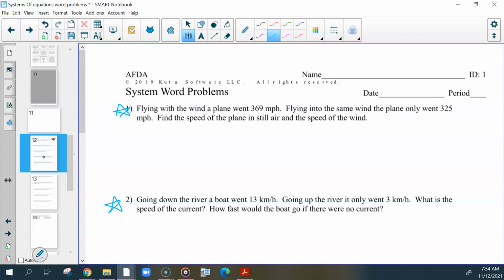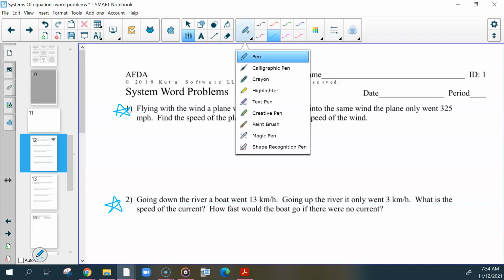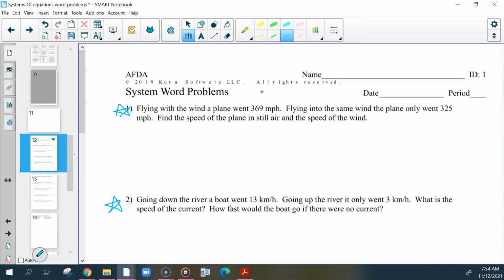For these examples, I'm going to read this out loud. For number 1, flying with the wind, a plane went 369 miles per hour. Flying into the same wind, the plane only went 325 miles per hour. Find the speed of the plane in still air and the speed of the wind.